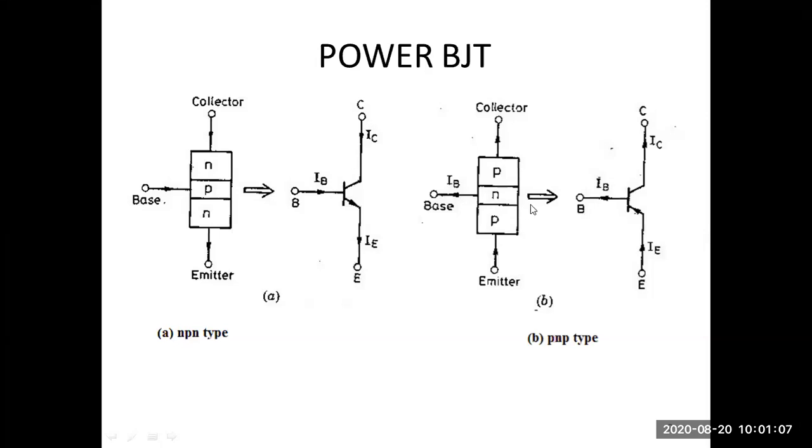From the symbol of a power BJT, it is a three terminal switch. What are the terminals? Base, collector, emitter. Mostly the NPN type is preferred, and it has two junctions, J1 and J2. Between base and emitter the input is connected, and between collector and emitter the output is connected, that is, a load is connected. That is how the BJT is described.